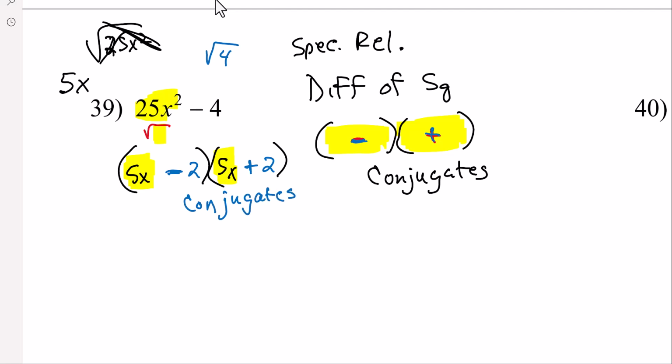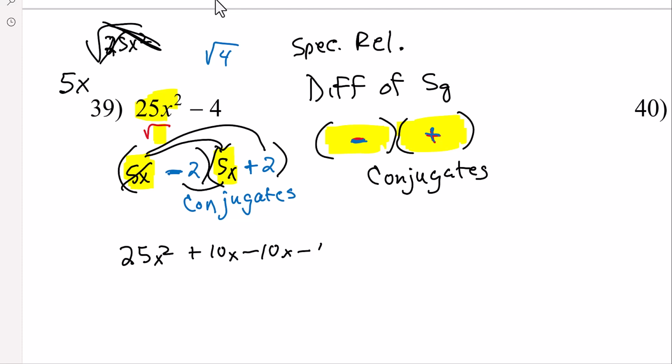And to check your work, because some of you have asked that before, go ahead and do the distributive. 5x times 5x is 25x squared. 5x times positive 2 is 10x. Okay, we're done with that. And then negative 2 times 5x is negative 10x. And negative 2 times positive 2 is negative 4.